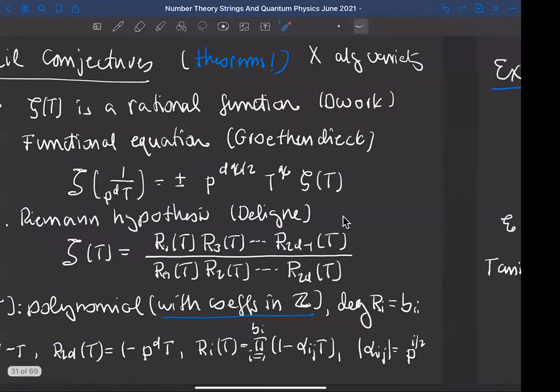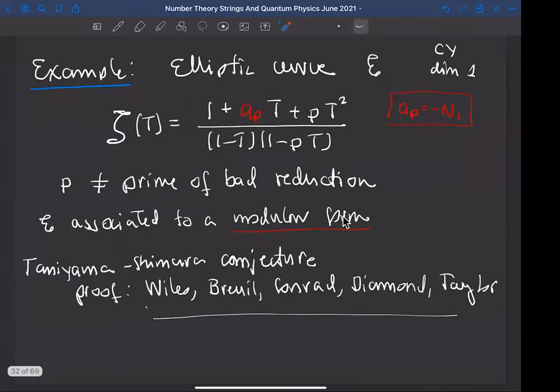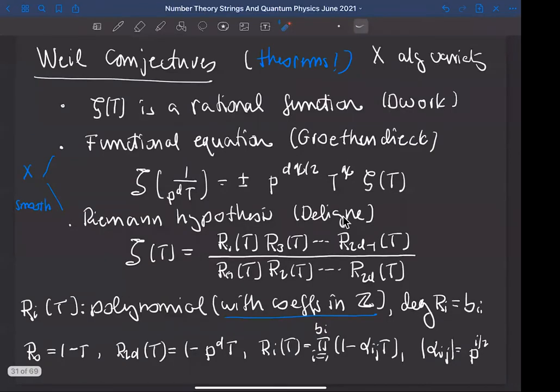May I ask a question? Yes, of course. Is there a reason why the polynomials are over Z but not over Q? In the Deligne proof? I don't know why they end up being that way. What the conjectures say is that these are polynomials over the integers. I don't know, actually. I never thought about that.